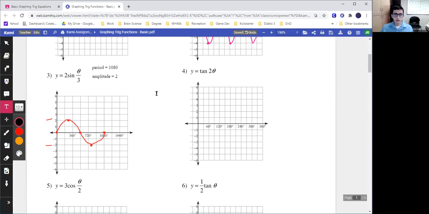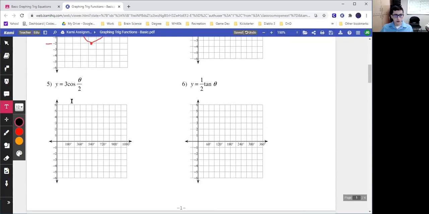Okay, we're going to skip tangent for now. We're going to go to cosine. So we can tell from here that the amplitude will be 3, and that the period will be twice as long, so it'll be 720.